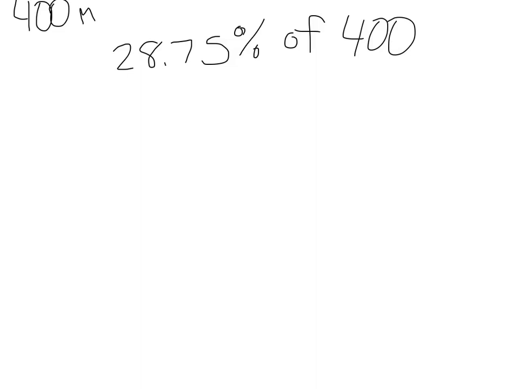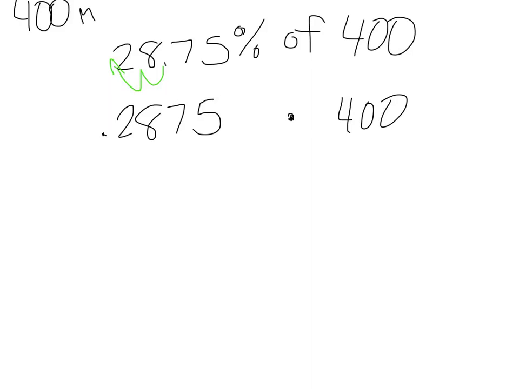28.75% of, what does of mean? Well, of means multiply. Now, if I'm going to multiply, though, one thing I can't do is multiply by a percent. I have to make that percent into a decimal. So what's 28.75% as a decimal? Well, remember, if I'm going from a percent to a decimal, I have to go to the left 2 spots. So that makes it now 0.2875, and I drop the percent sign, times 400.